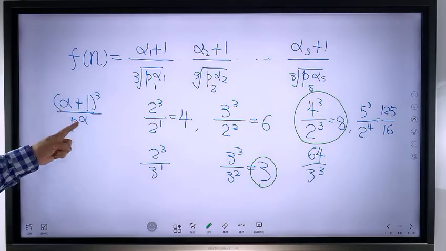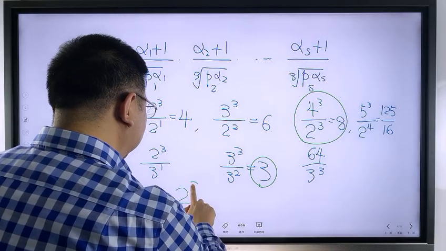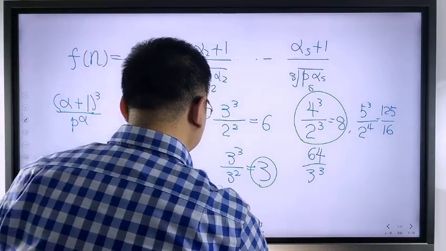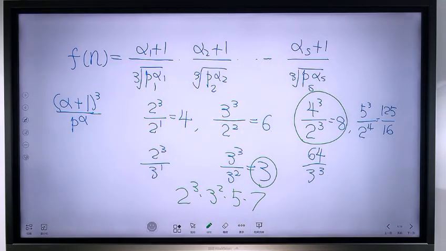And when r equals 1, this is 2 to the cube, this is 8. So when p is greater than 8, there's no choices. So in the end, we know that this number should be 2 to the 3 times 3 squared times 5 times 7. And then you do the calculation, you get the answer.